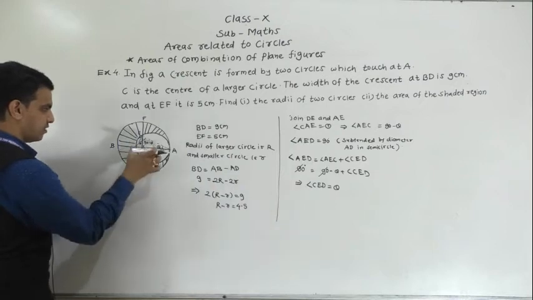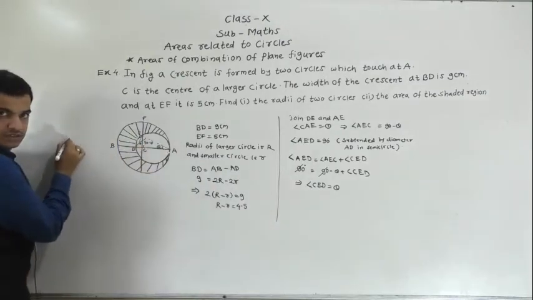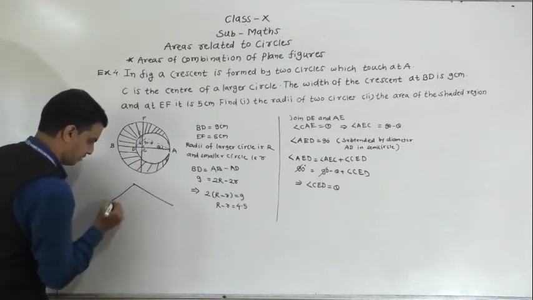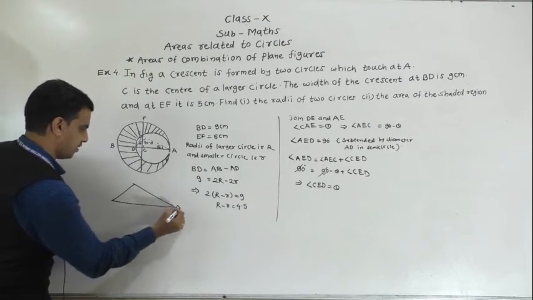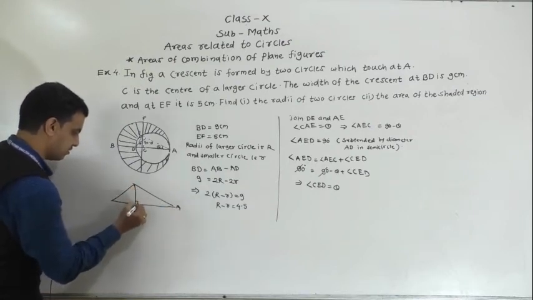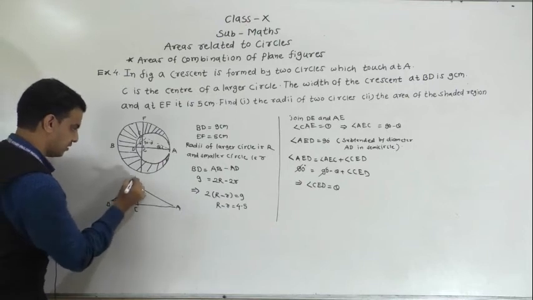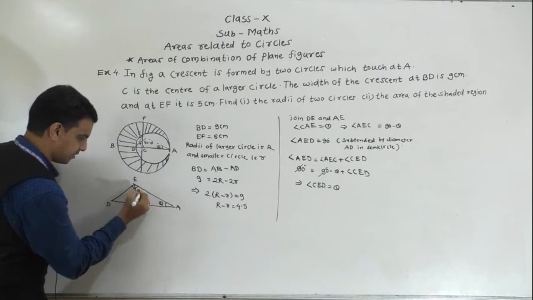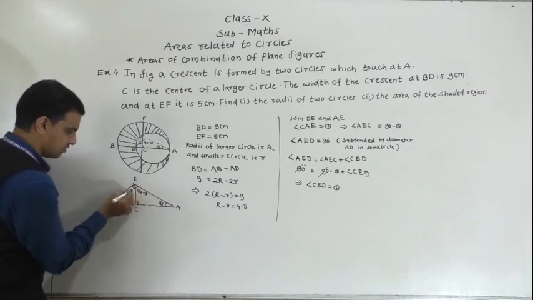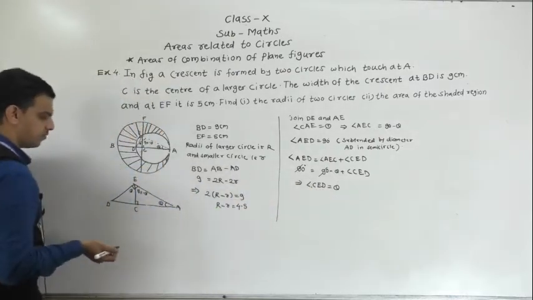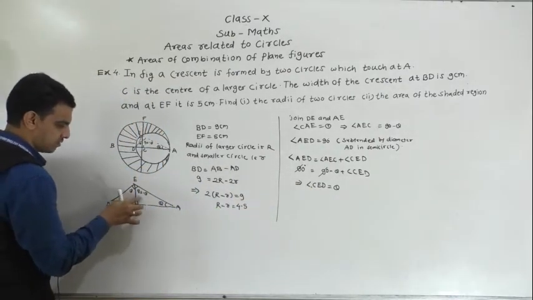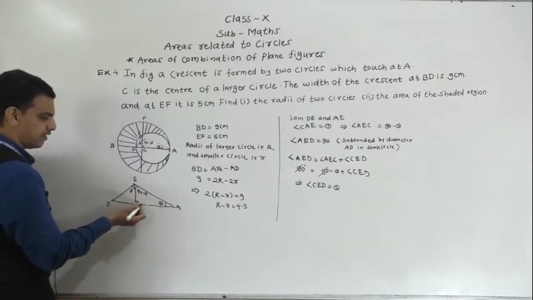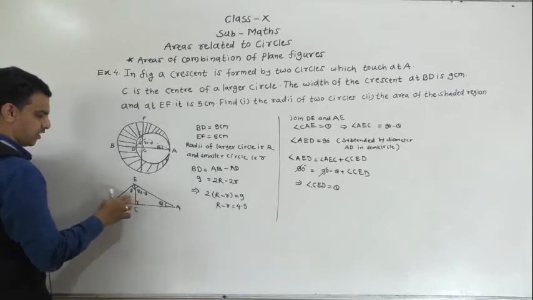Now I am drawing this triangle separately here. This is A, this is C, this is D, and this is E. This angle is theta, this total angle is 90 degrees, this is 90 minus theta. So because of this, CED is equal to theta. Now we can show that these two triangles are similar, because this angle is theta, this is theta, and these two angles are 90 degrees. So by AA criteria, these two triangles are similar.